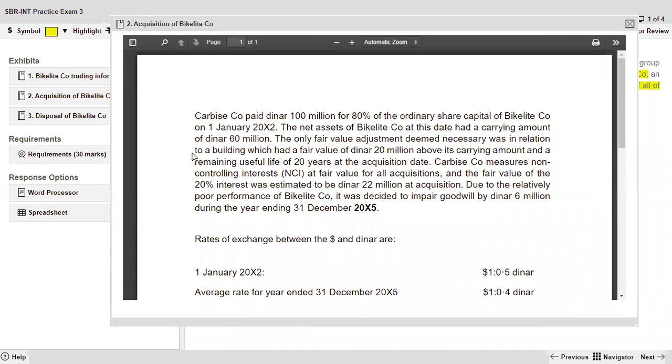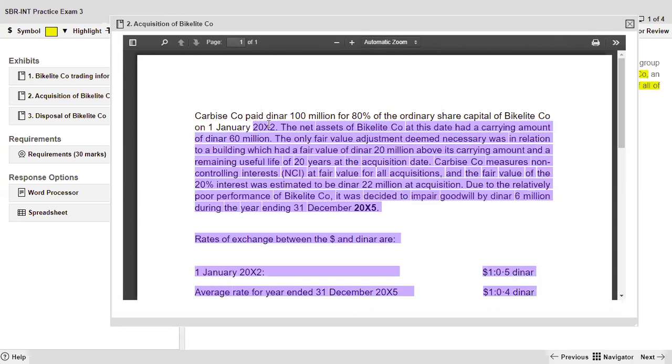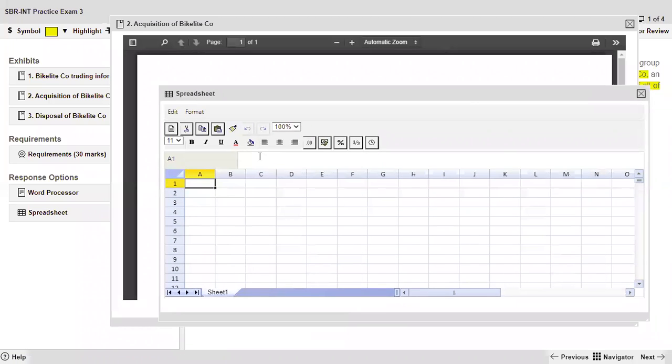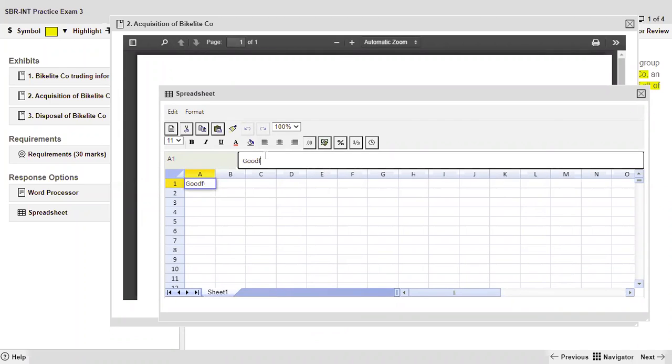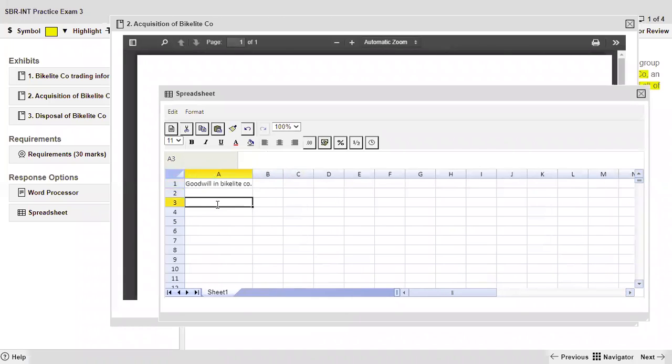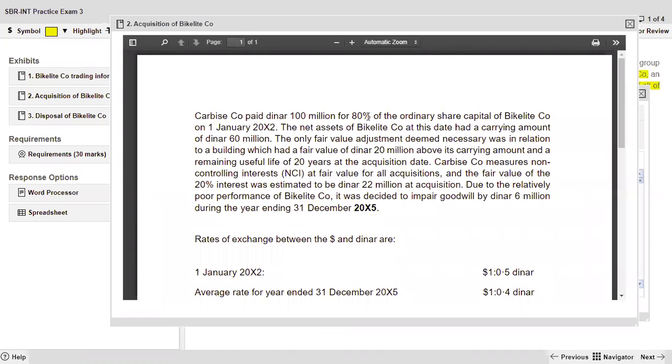It says Carbise company paid dinar 100 million for 80% ordinary share capital of Bikelite on 1st January 2002. So if I try to calculate the goodwill in Bikelite company, the cost of investment is going to be 100 million dinar for 80% ordinary share capital of Bikelite on 1st January 2002. The net assets of Bikelite at this date had a carrying amount of 60 million dinar.